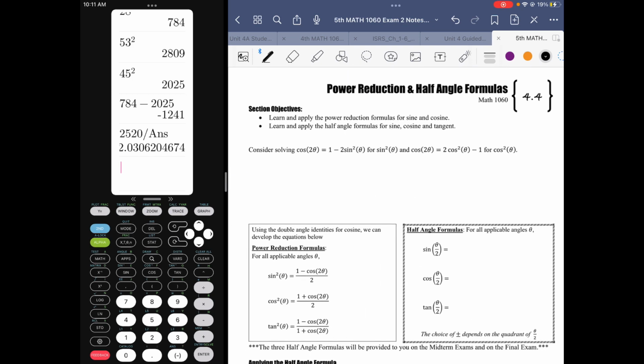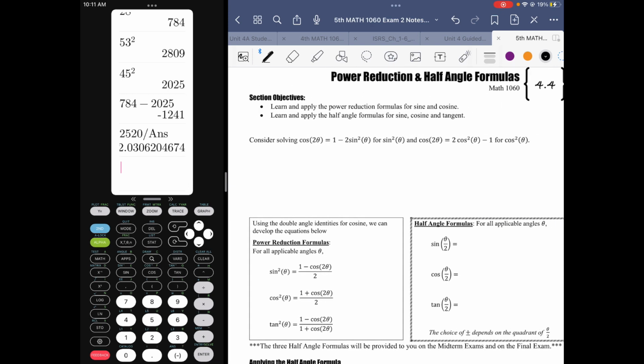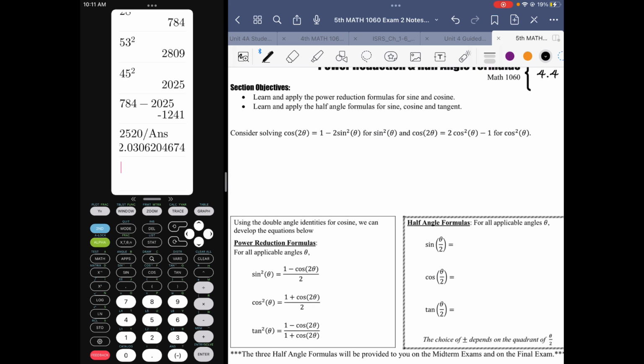Alright, jumping in on 4.4. The first thing it's going to ask you to do is to solve these for specific things. And I think it would be helpful for you to try that. So if you want to pause the video again and try that out, I think that's a good idea. I think it's helpful. Okay.